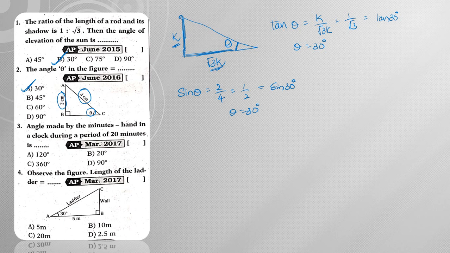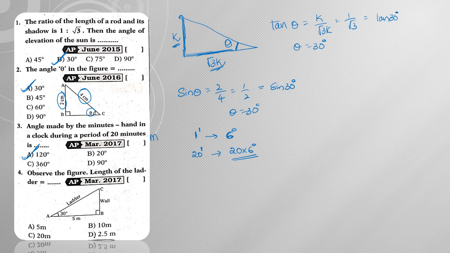Next, the angle made by the minutes hand in a clock during a period of 20 minutes. Now if you observe, for each minute, the minutes hand will make 6 degrees angle. That means he has given 20 minutes, so 20 into 6 degrees. So 20 into 6 degrees is 120 degrees.